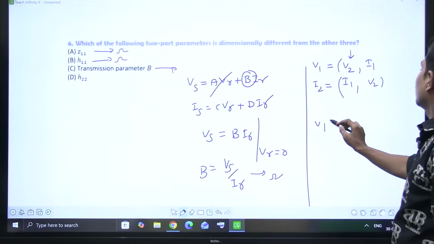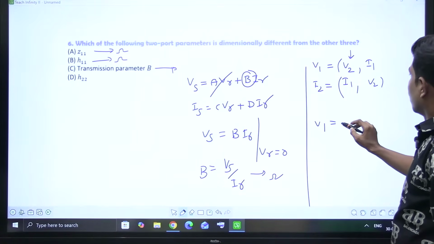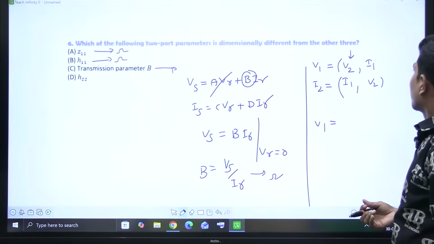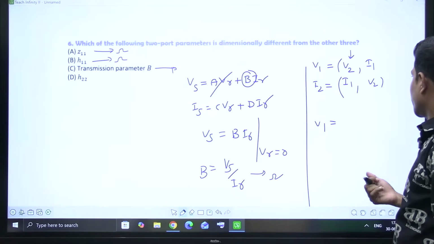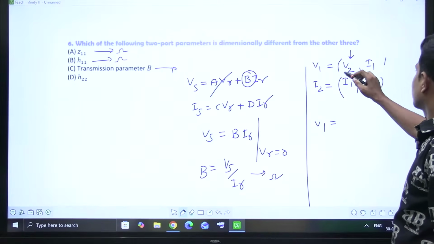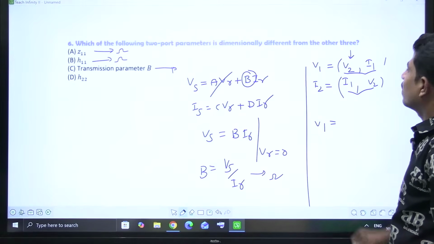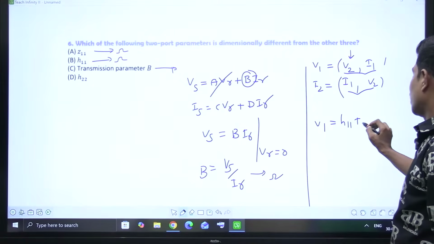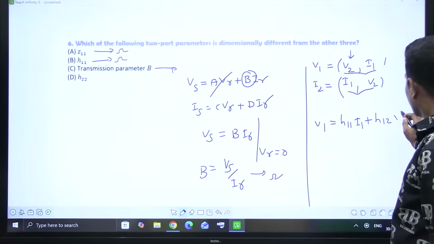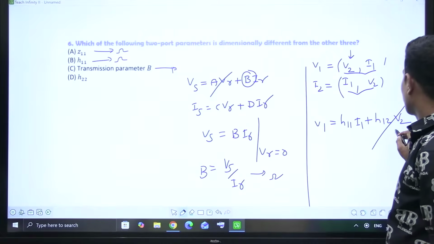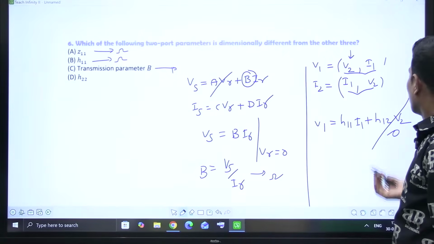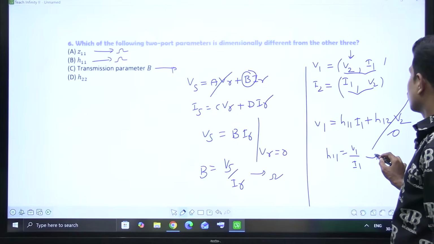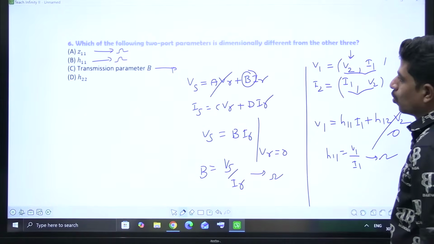Now V1 is equal to H11 I1 plus H12 V2. Input current we know, output voltage we know. Now if you make the receiving end short, V2 equal to 0, then H11 is equal to V1 by I1. This is also ohms, right?